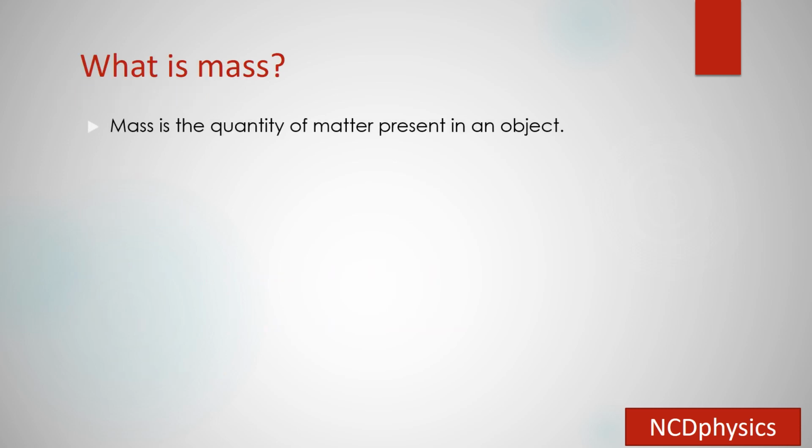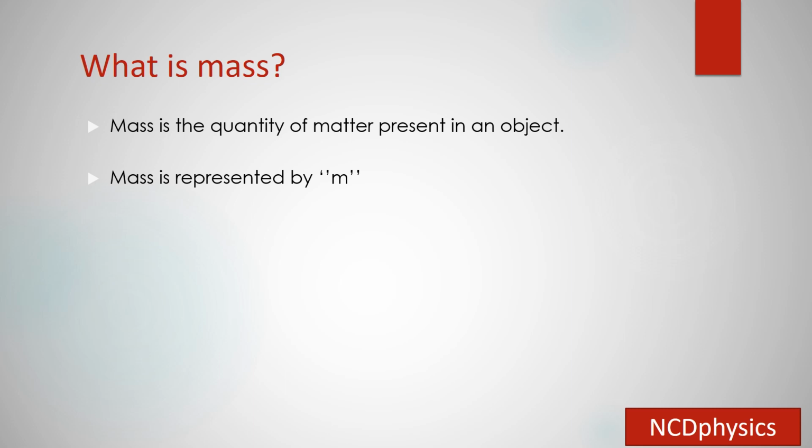Okay, let's see, what is mass? Mass is the quantity of matter present in an object. Quantity of matter. How much quantity is there in the object? For example, 2 kilogram, 3 kilogram, 4 kilogram, 5 kilogram. So the quantity of matter present in the object.